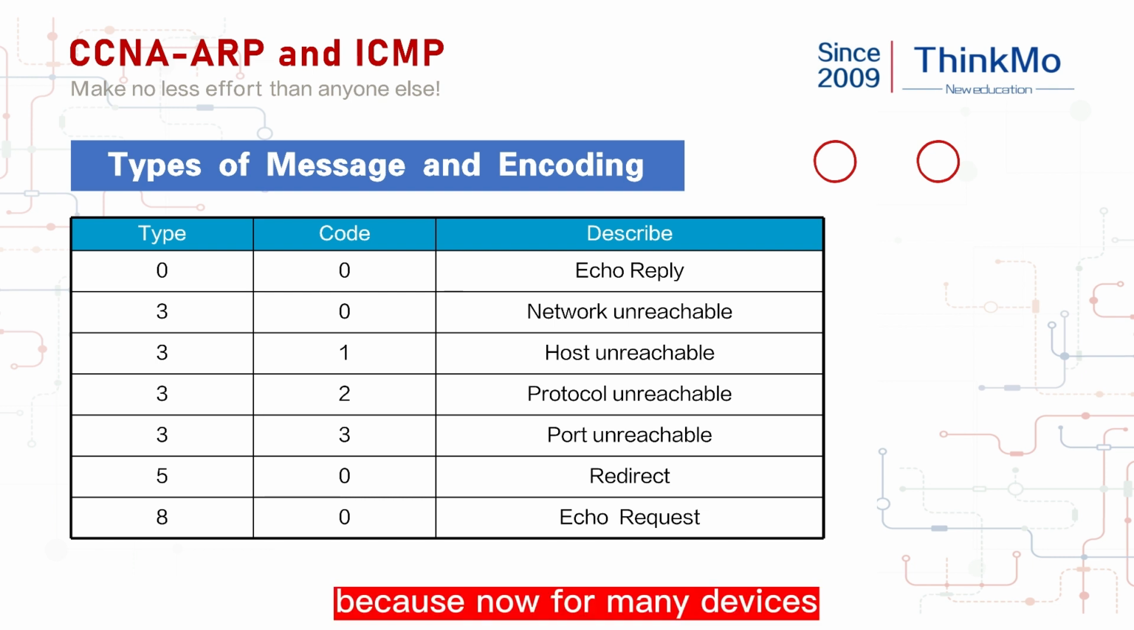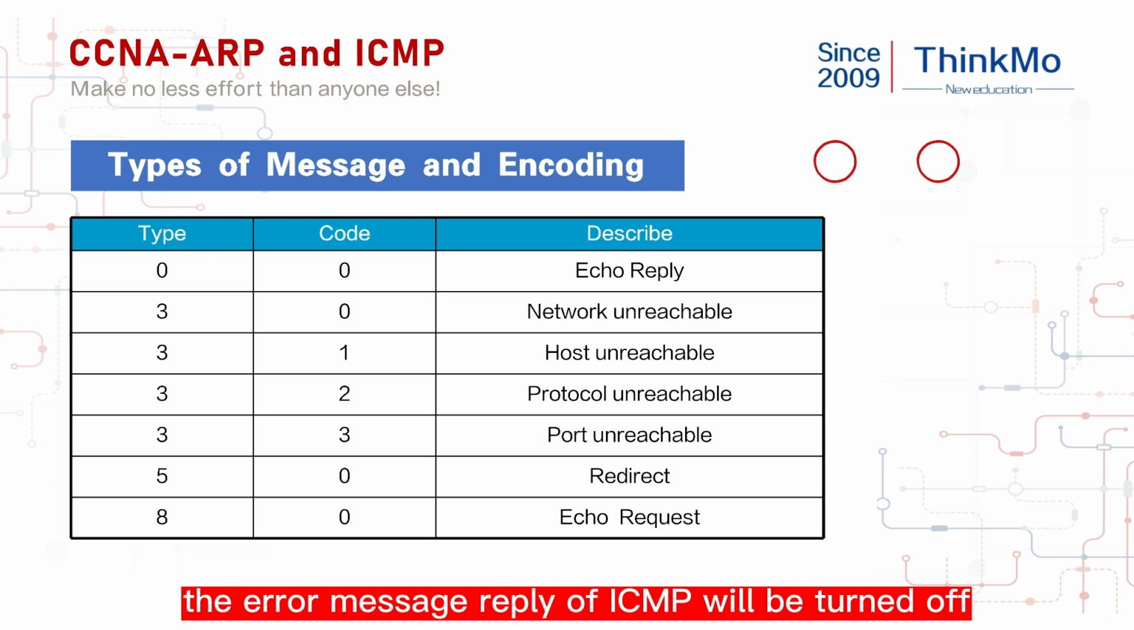But usually, these unreachable packets cannot be received, because for many devices, by default, the ICMP error message reply is turned off.